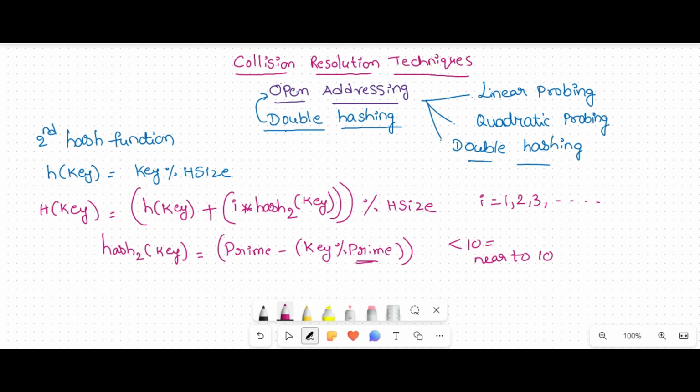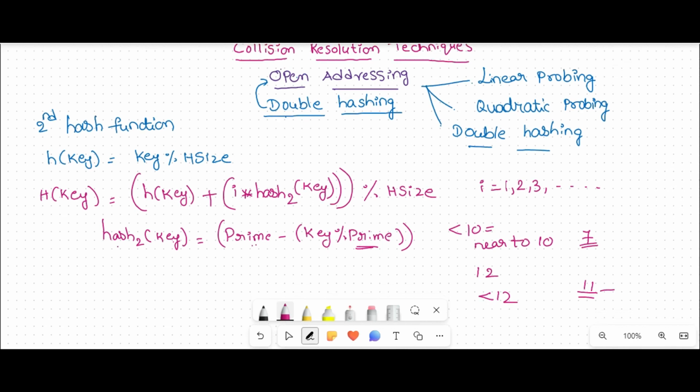So the prime number we have to consider here is 7. For example, if your hash table size is 12 and a collision occurs, we will use this second hash function. Then what prime number do we consider? It is less than 12 and near to 12, which is 11. This prime number we consider in the second hash function. This is the hash function used in double hashing.